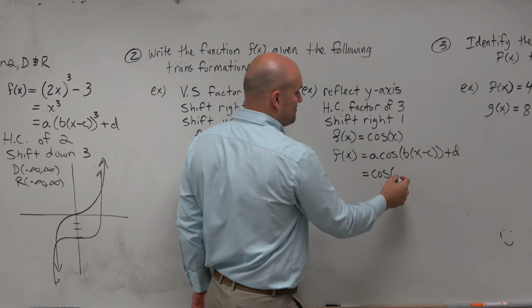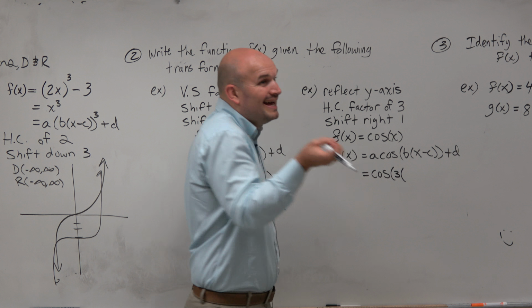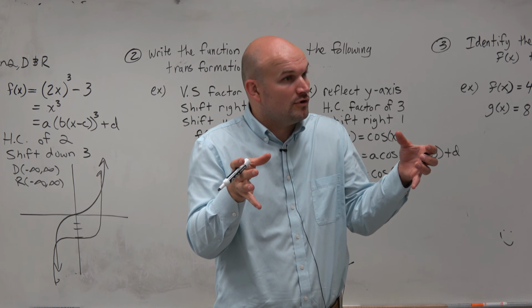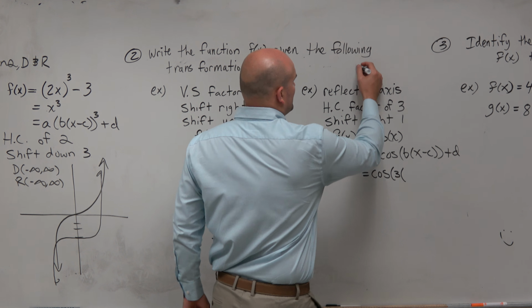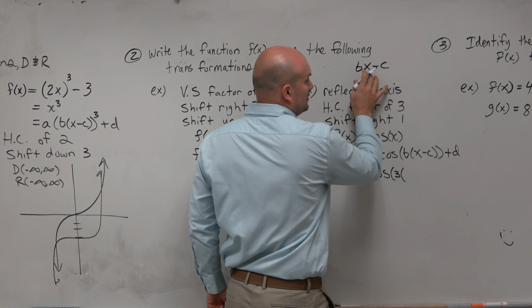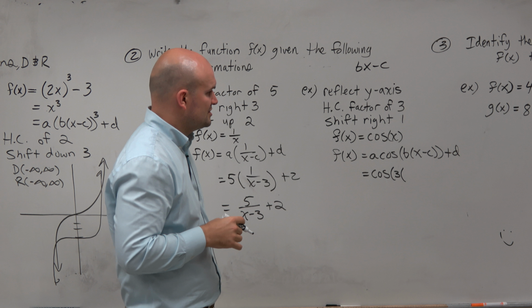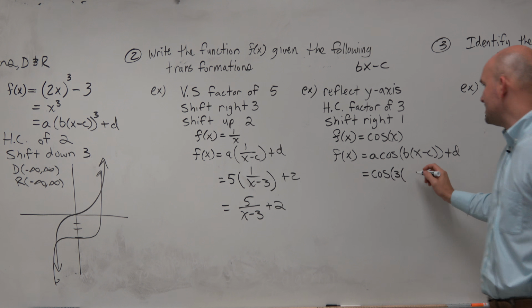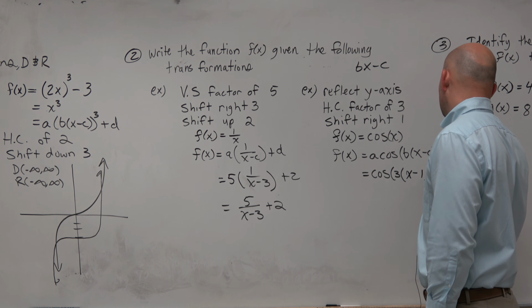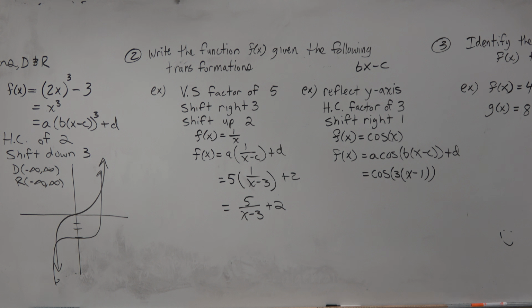So again, we know that B represents my horizontal compression. And this is why it's helpful to have that factored out form. If you just put it this way, you'll get it wrong. And you'll see why. It's being shifted to the right one. So that means I should have this as x minus 1. And then that's it. So plus 0, right?